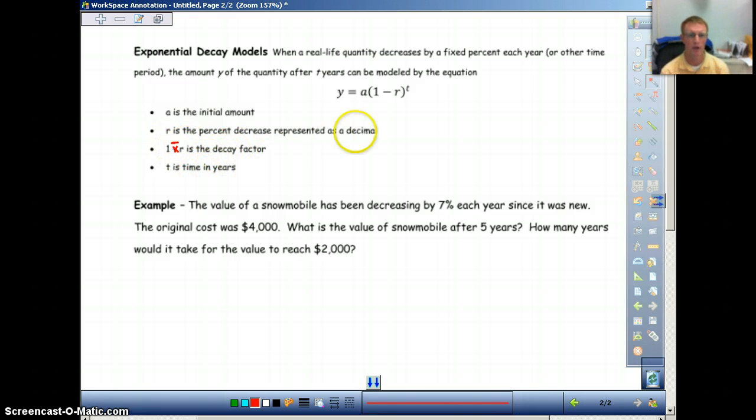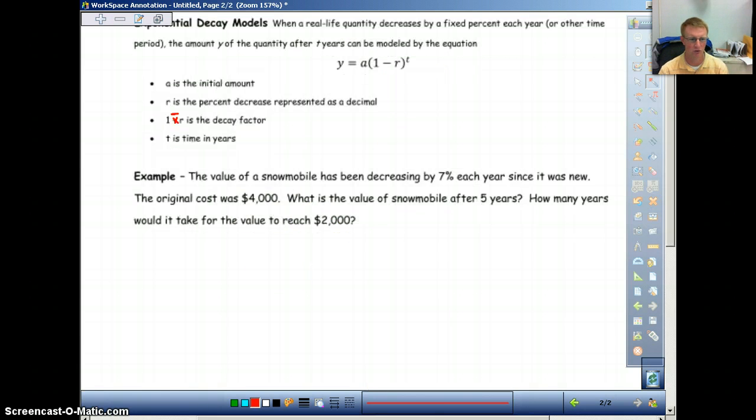So that's 1 minus r is your decay factor, your a is your initial amount, your t is the time. So we're going to go right into this. We don't really have a compound interest for losing money, so we just use this formula right here, which is the same as we talked about in the previous section. So let's look at this example.